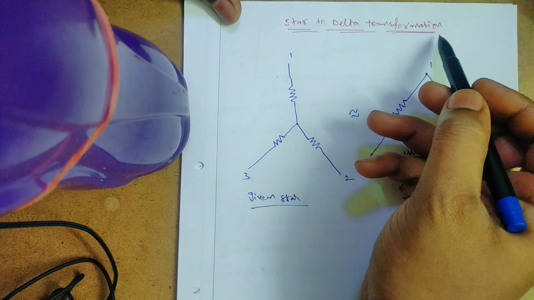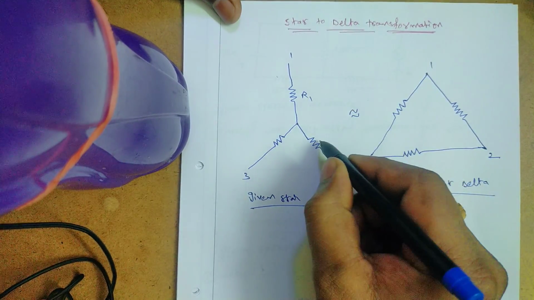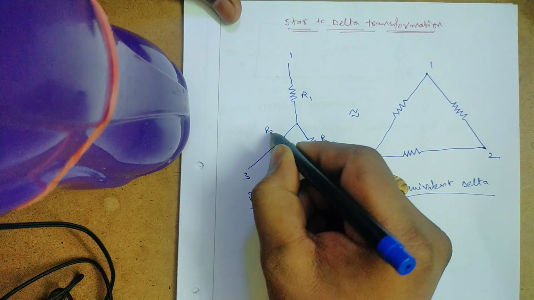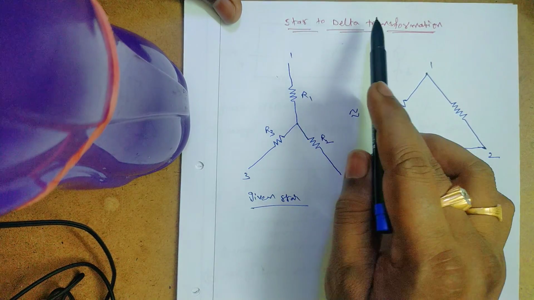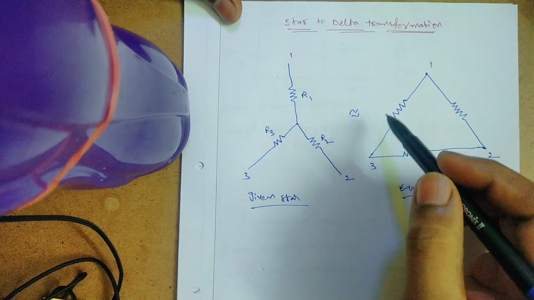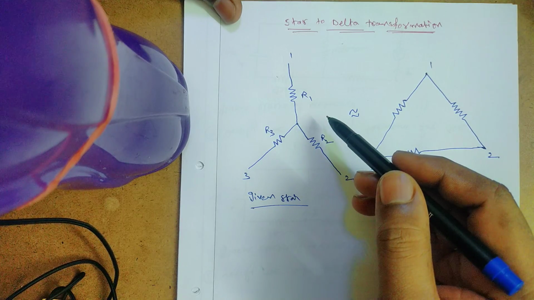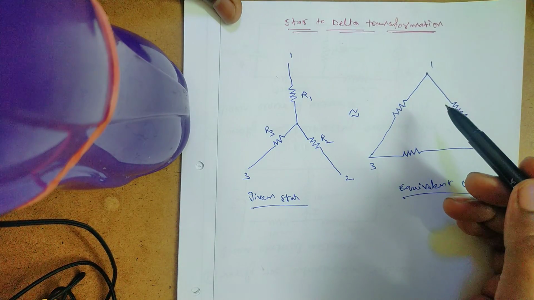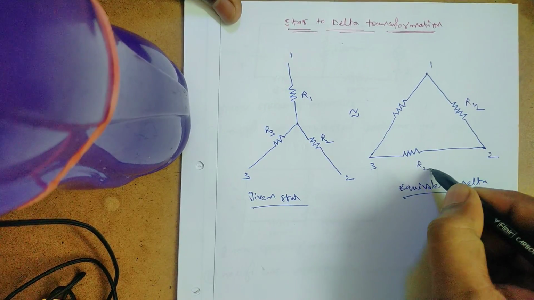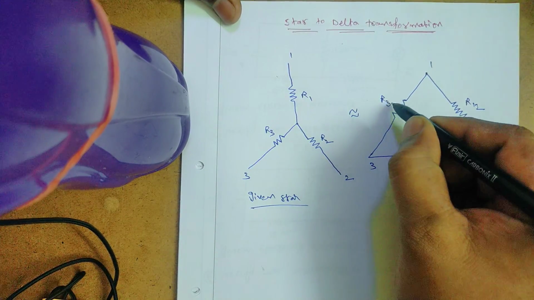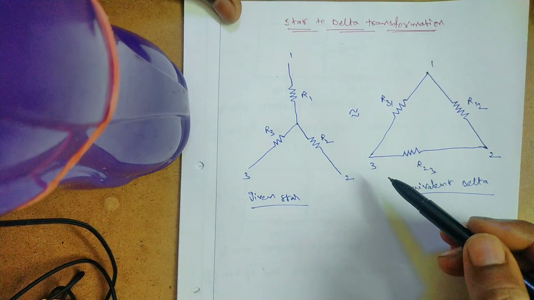Star to delta transformation. Consider the three resistors R1, R2, R3 connected in star. Now, by star-delta conversion, it is always possible to replace these star connected resistances by the equivalent delta connected resistances, which are R12, R23 and R31 between the same terminals 1, 2, 3.